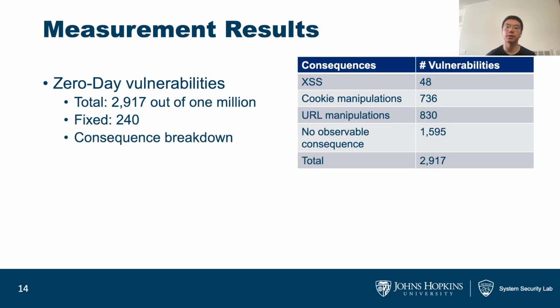After that, we break down the vulnerabilities according to the consequences. There are 3 main categories in this table, namely cross-site scripting, cookie manipulations, and URL manipulations, with URL manipulations being the most prevalent one.